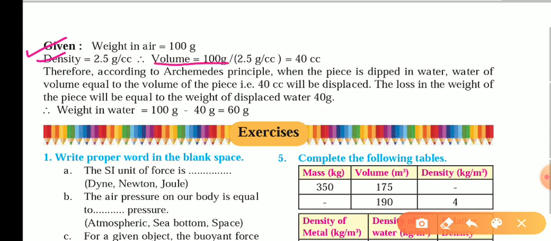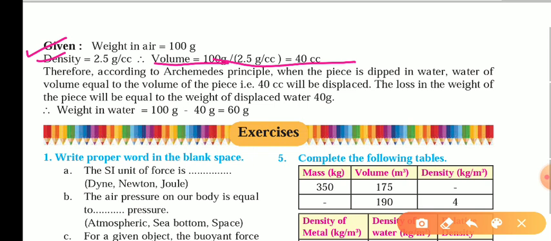Then the volume we can find out, that is mass upon, it's nothing but mass upon volume is nothing but the density. So volume is 40 cubic centimeter.